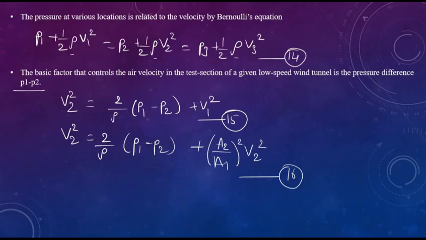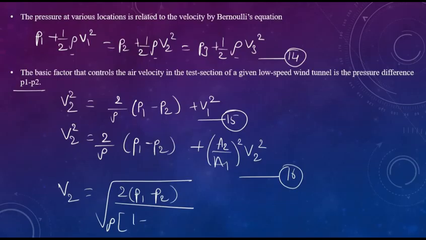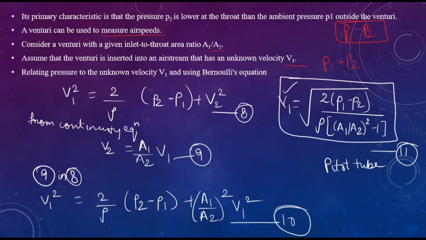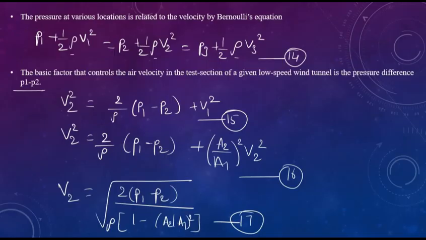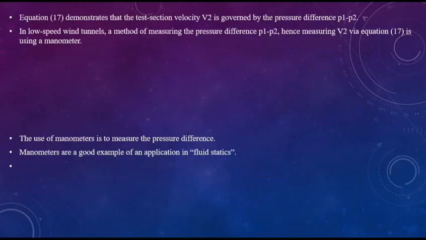So let us see how we can manipulate this equation. Upon manipulating and solving for V2, the term that we get is V2 equals under root 2 into P1 minus P2 divided by rho into 1 minus A2 by A1 whole square. This is our equation 17. This seems a little similar to what we had calculated for the inlet velocity, correct? Little bit similar, right?